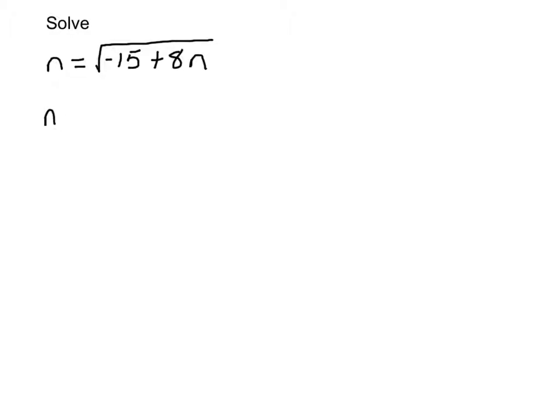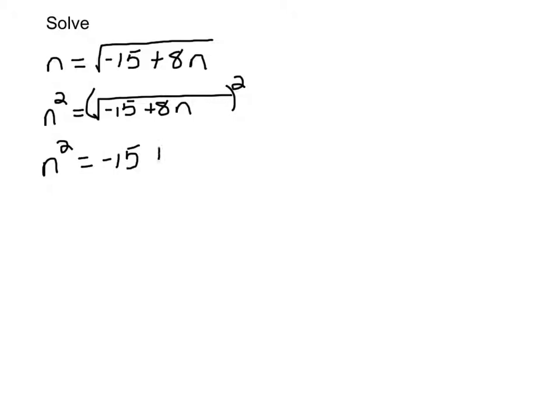We'll go n squared is equal to the square root of negative 15 plus 8n. And we're going to square that. And by squaring that, the squared cancels out the square root. So that's going to leave us n squared is equal to, and then we're left with whatever's inside of the radical. In this case, it's negative 15 plus 8n.